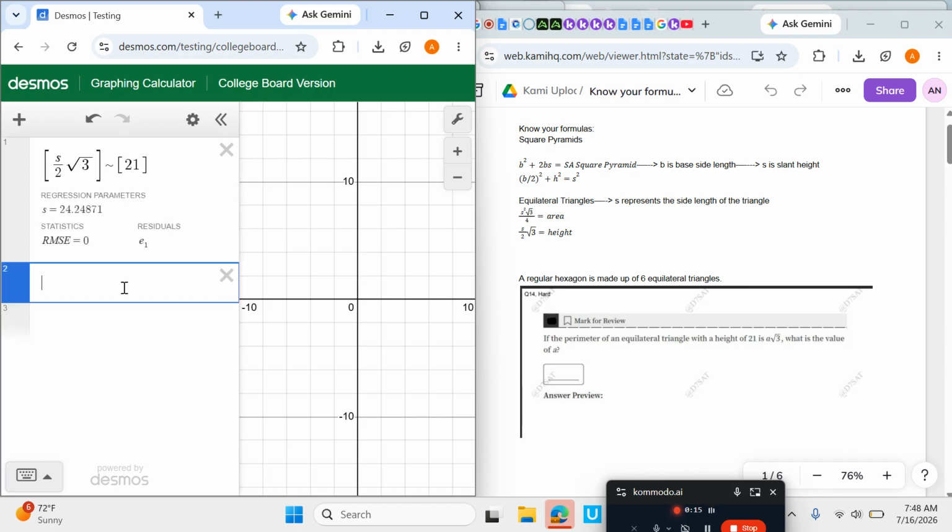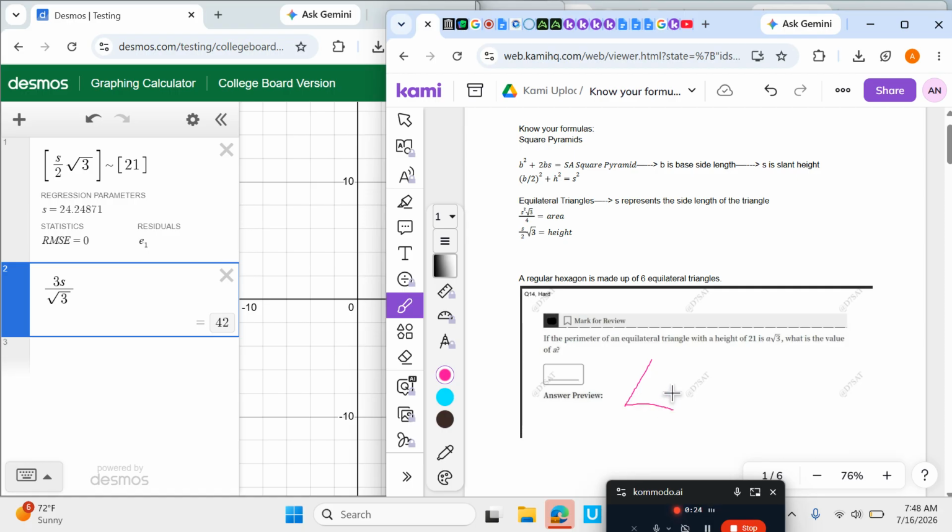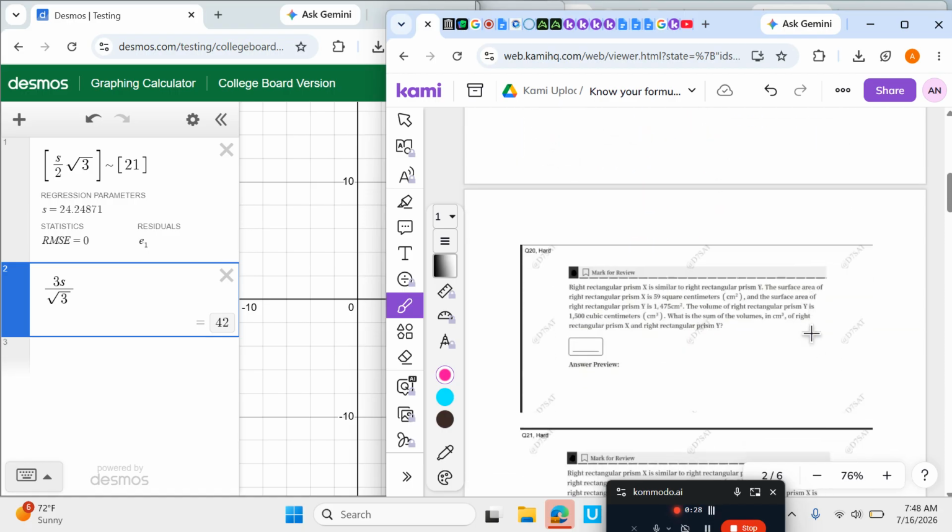So guess what? I'm going to find 3 of them, divide the root 3 out. You see how easy that is? That is the answer, okay? So it's going to be 42. So you see how efficiently we can do it? That's the point of this video, to show you that you don't have to overthink these.